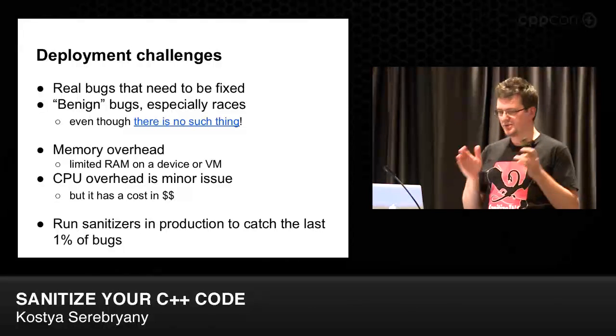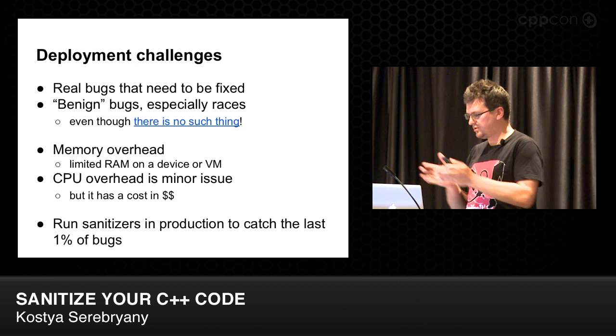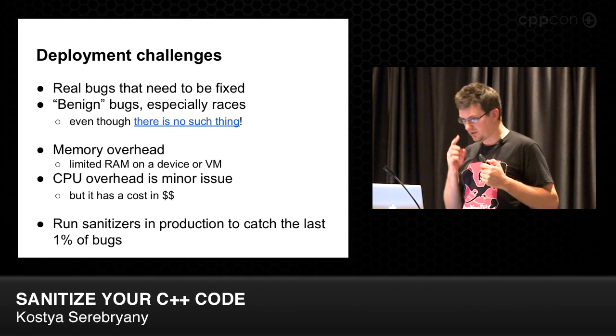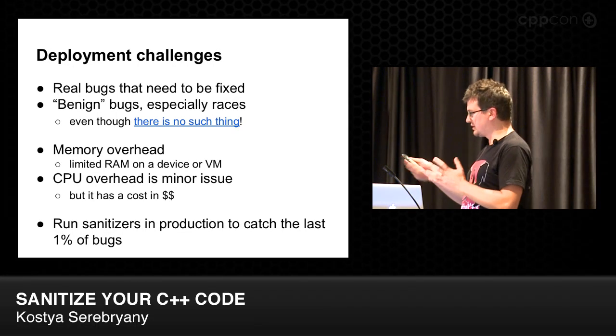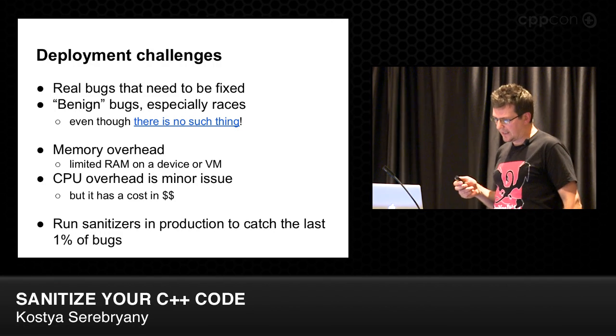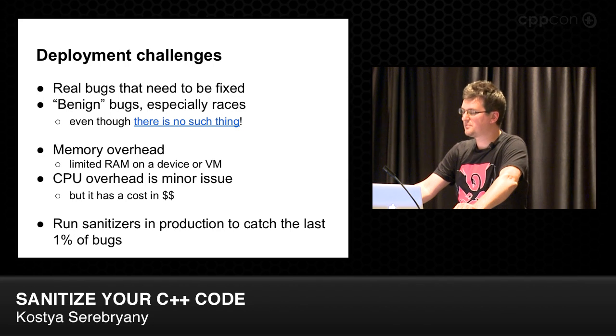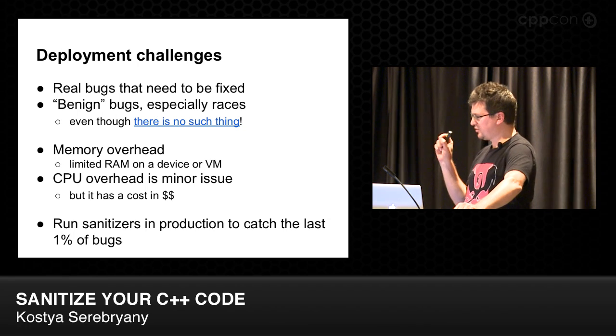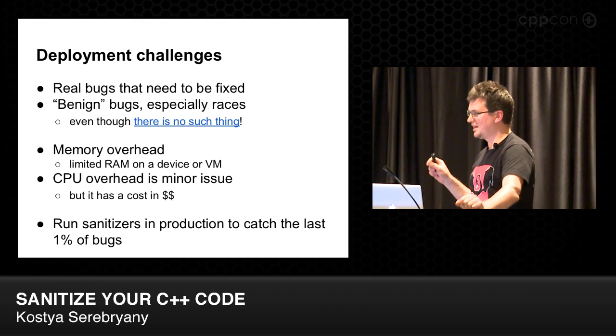Or maybe you have virtual machines with limited amount of memory, and if you want to put the sanitizers there, you have to increase the number. CPU overhead is much smaller problem, but it just adds a cost. So if you run longer, you eat more electricity and CPU time, etc. One of the major challenges I'm faced with now is to run sanitizers in production. As we see from our experience, most of the bugs can be caught during testing, but some small fraction cannot be caught in testing. And we've run few projects in production, and we found that short tail of the scariest bugs.